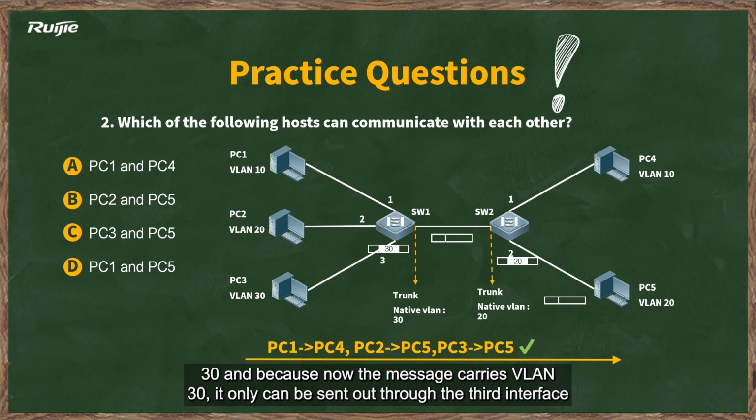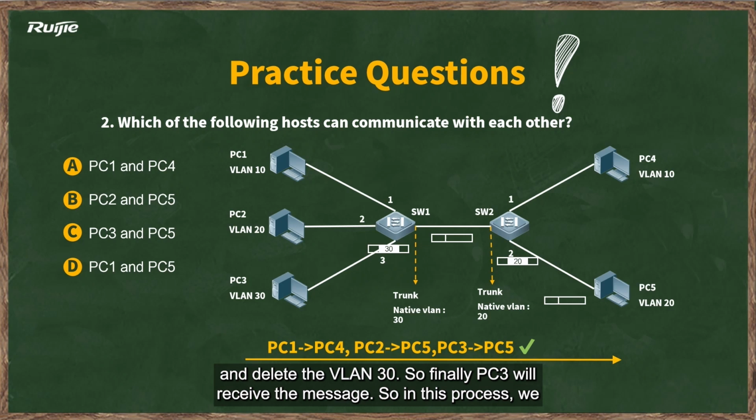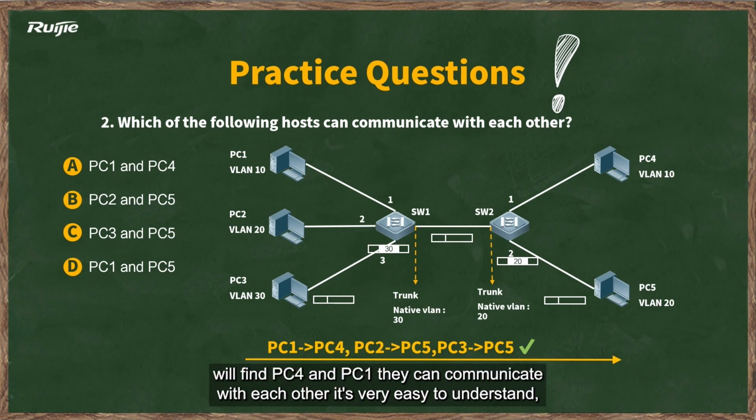Because the message now carries VLAN 30, only the third interface can send it out, deleting the VLAN 30 tag. So finally, PC3 will receive the message. So in this process, we find PC4 and PC1 can communicate with each other. It's very easy to understand.